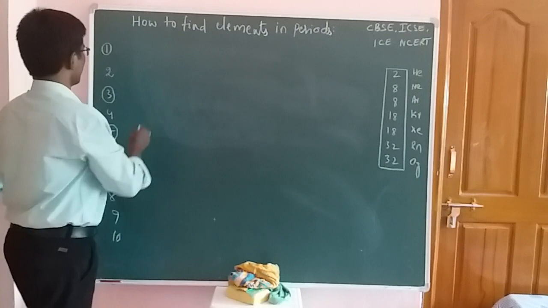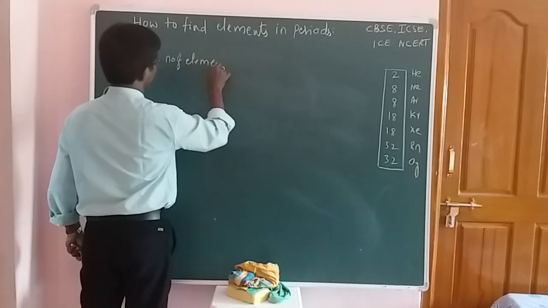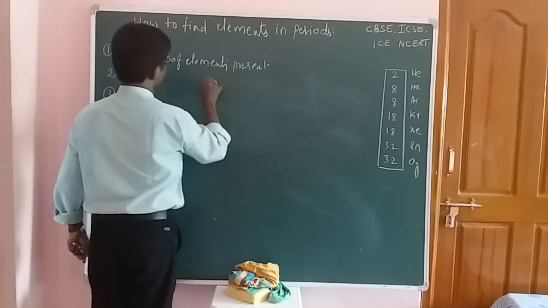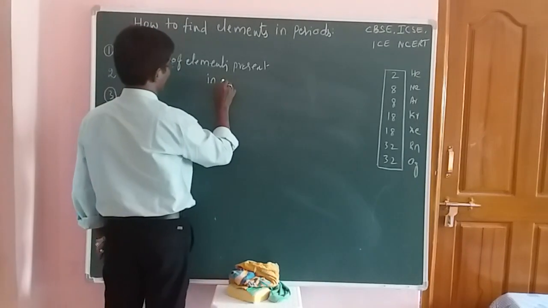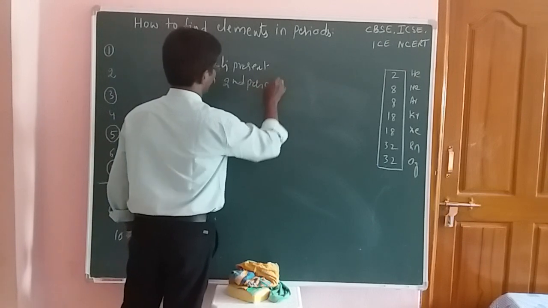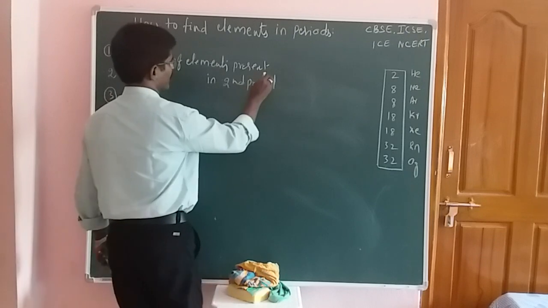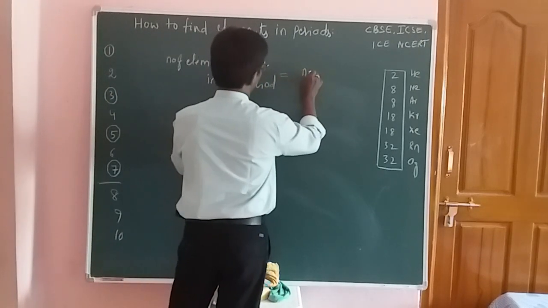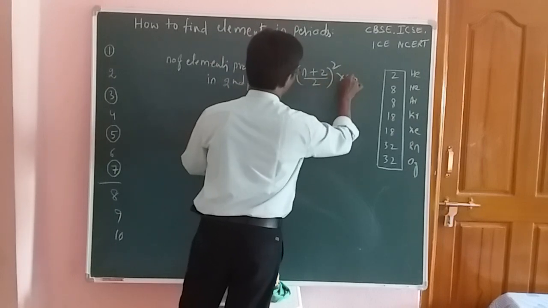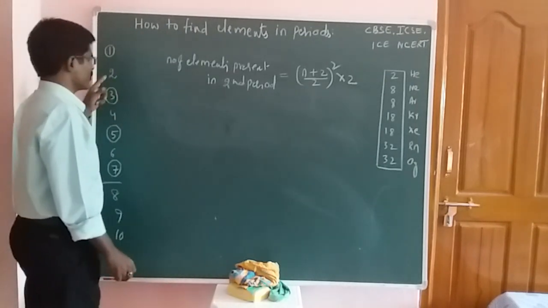Okay, students. Now here, first of all, the number of elements present in the second period. The number of elements present in the second period is equal to ((n plus 2) upon 2) whole square into 2. Okay, this is the second formula, students. So now I will substitute the n value.